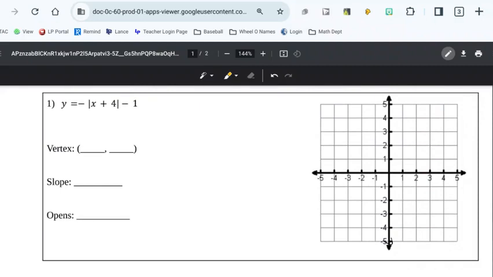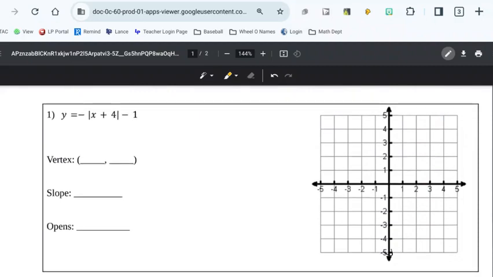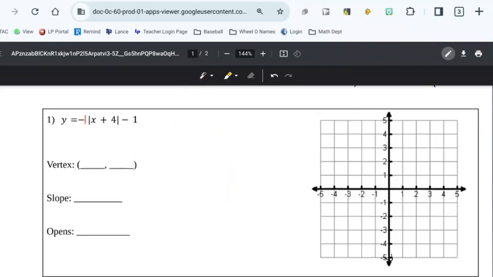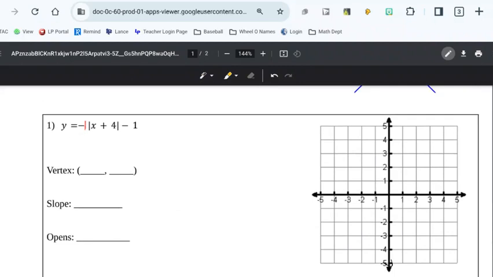Number 1, we have y equals negative, and remember, there's not a number next to it, but it's an imaginary 1. So negative 1 times the absolute value of x plus 4 minus 1. And I'm going to go ahead and jot down our standard form so we can get a clearer picture of what's going on here.